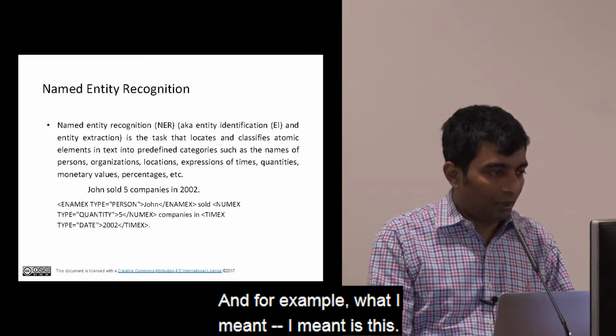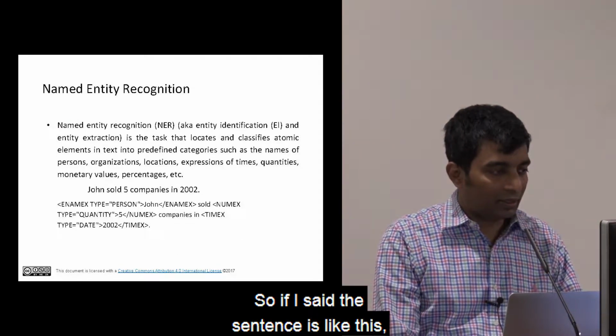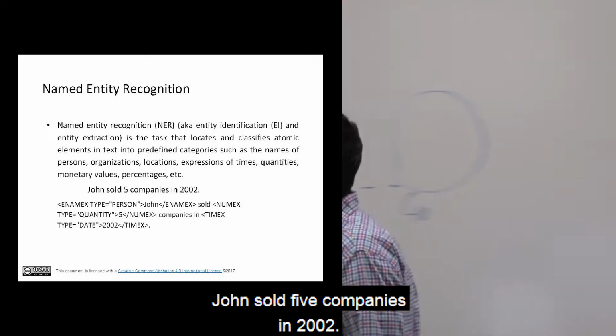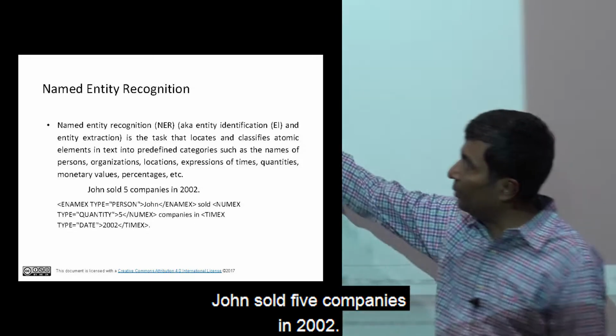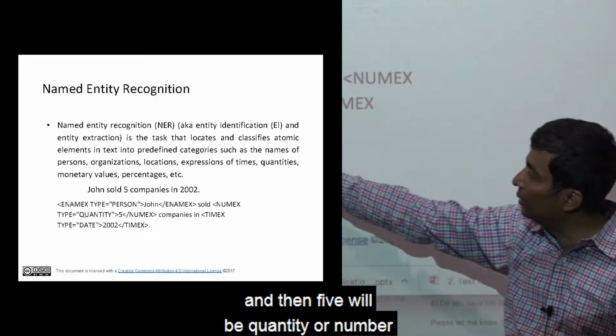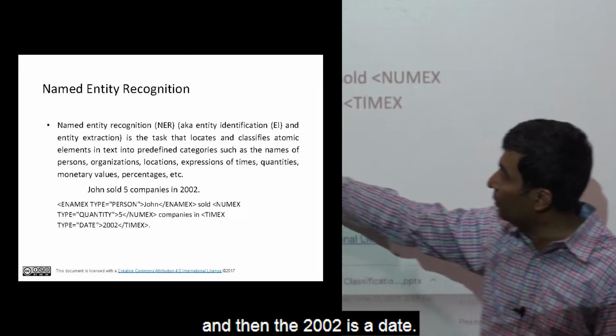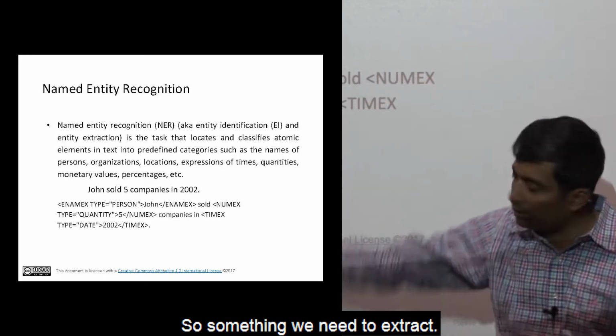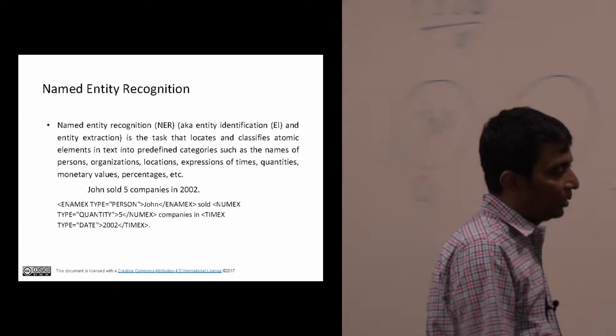And for example, what I meant is this. If the sentence is: John sold 5 companies in 2002. In that case, John will be a person, 5 will be a quantity or number, and 2002 is a date. So that is something we need to extract.